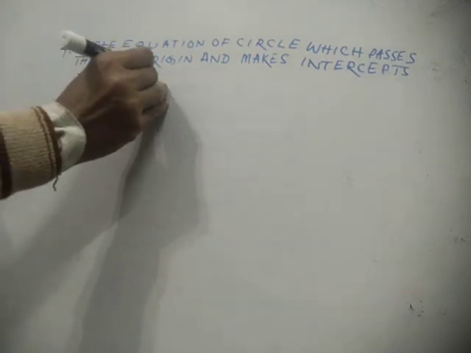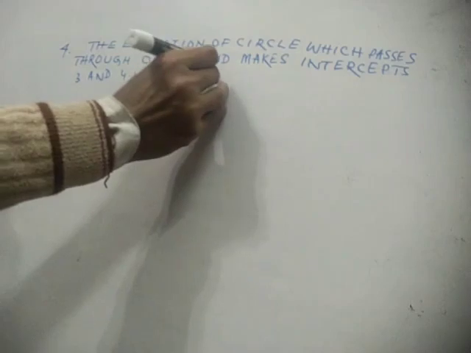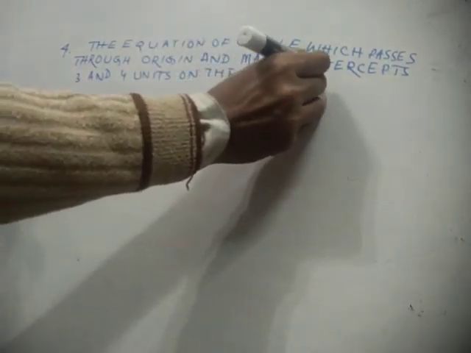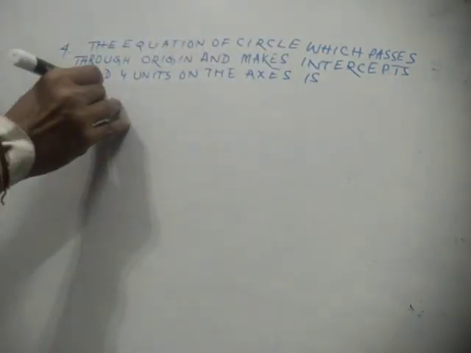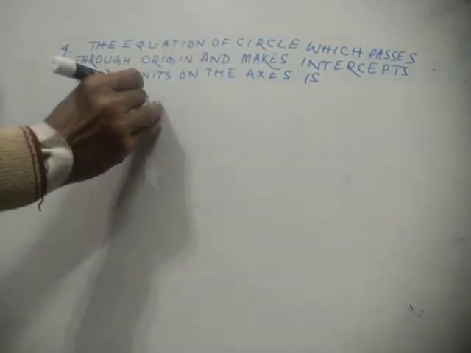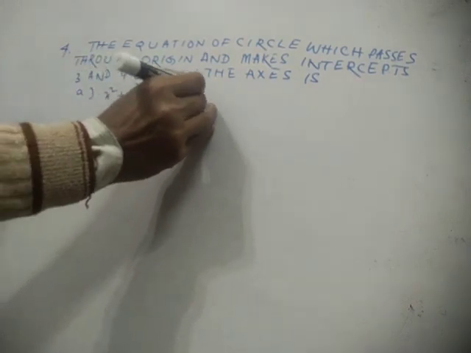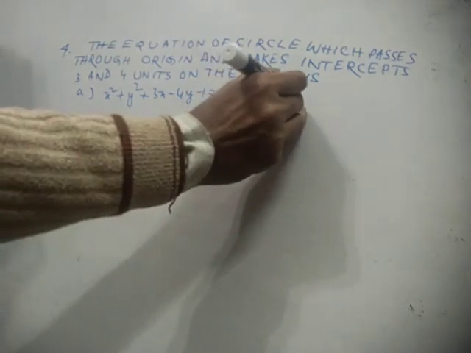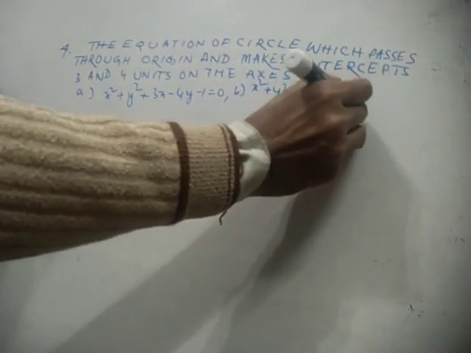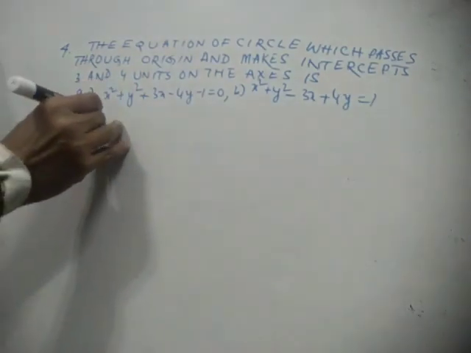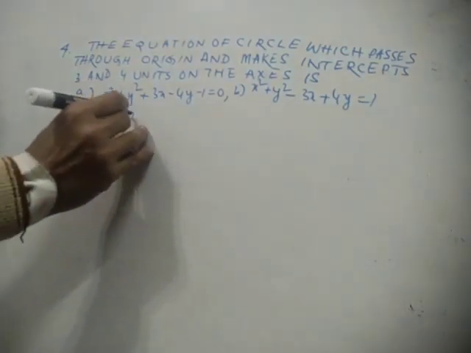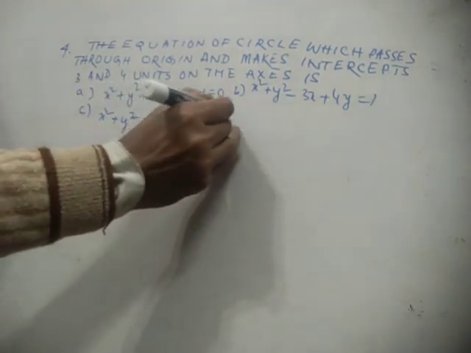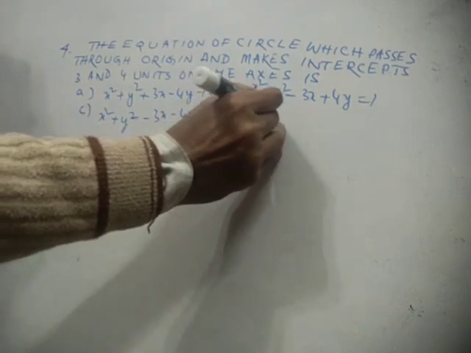Option A given: x square plus y square plus 3x minus 4y minus 1 equals 0. Option B given: x square plus y square minus 3x plus 4y equals 1. Option C given: x square plus y square minus 3x minus 4y equals 0. And option D given: x square plus y square plus 3x plus 4y equals 1.